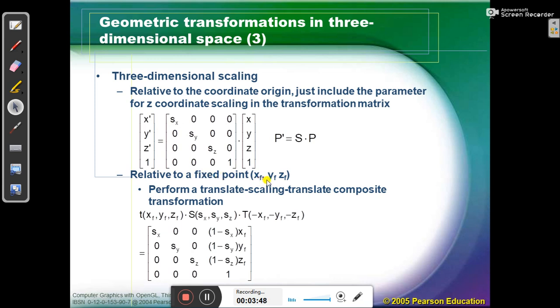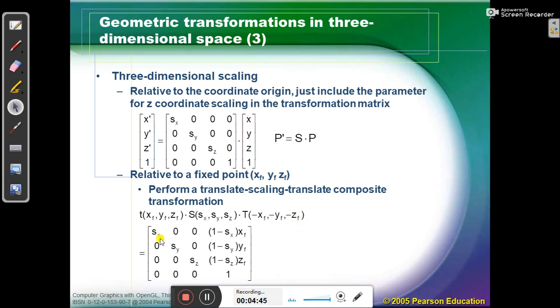What will happen if we apply it with respect to a fixed point xf, yf, zf? We perform a translate, scale, translate composite transformation. If we want to do scaling of an object with respect to a fixed point, then first we need to translate the object so that we can do the scaling operation with respect to the origin. Then we scale the object with respect to the origin, then again we translate back the whole object by whatever factor we translated in the first phase. Here you can see T of xf, yf, zf, then sx, sy, sz, then T of minus xf, yf, zf.